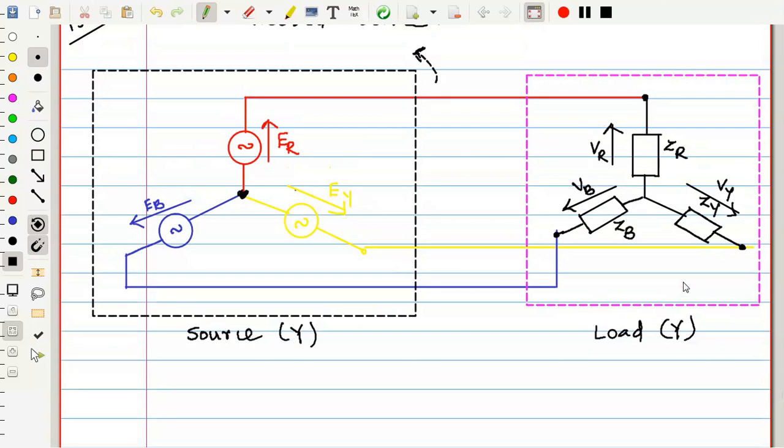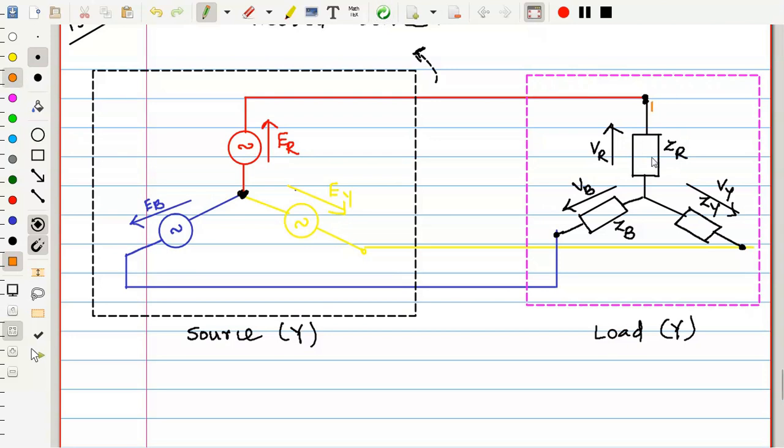And I will try to follow this kind of notation. For the source I will use E letters. So the source is inducing the EMF, so the induced EMF I am trying to represent with E. For the load I am trying to represent the voltage as V. So the R phase, this is one of the single phases, looks like this.